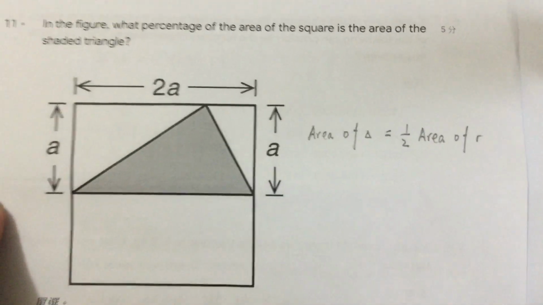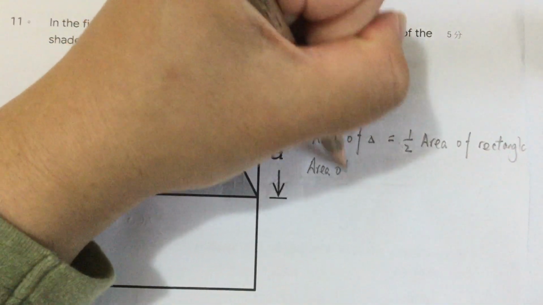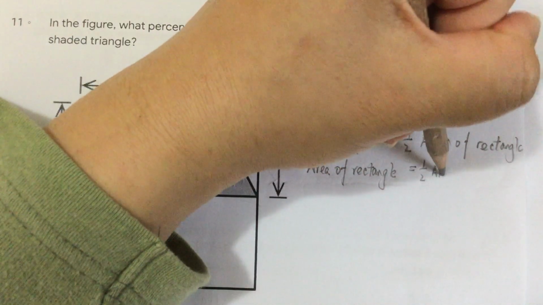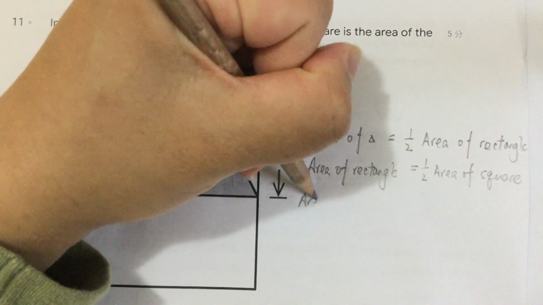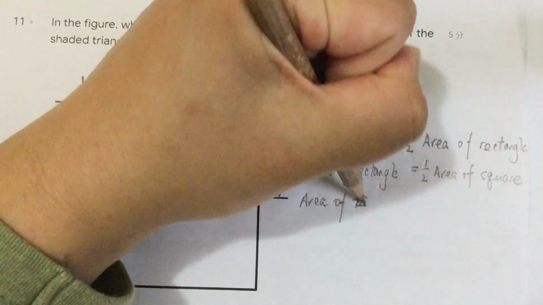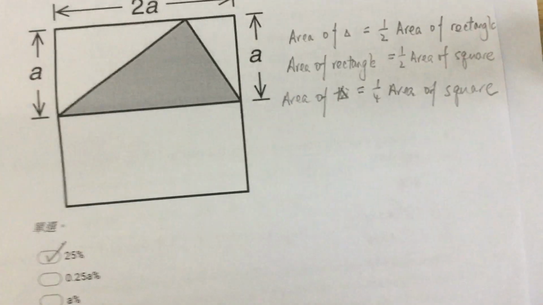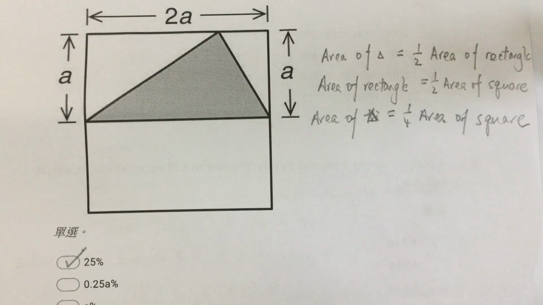You can think something like this, rectangle. And then next, you can see the area of the rectangle is equal to half of the area of the square. So obviously, we can say that the area of the triangle is 1/4 of the area of the square. So the answer for this one is 25% immediately. So this is 11. You must remember the formulas for the area of a triangle, a square, and a rectangle. So you've got an easy way to solve the problem.